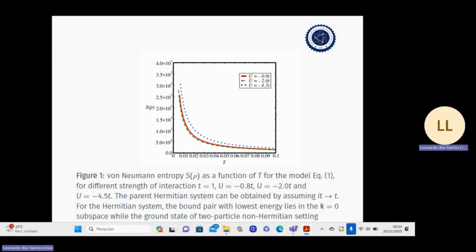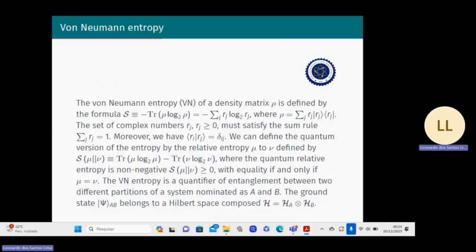For the Hermitian system, the bound pair with the lowest energy lies in the K equal to zero subspace, while the ground state energy of a two-particle non-Hermitian system is equal to zero. The von Neumann entropy of a density matrix rho is defined by the formula S equals minus the trace of rho logarithm rho.